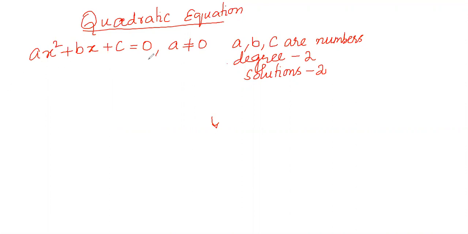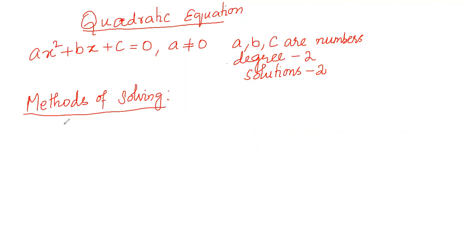So now, methods of solving the equations. The general form is very important. It should be ax squared plus bx plus c is equal to 0. There are 4 methods here. We are going to see only the first 2 methods. First one is the factor method. Second one is the formula method.